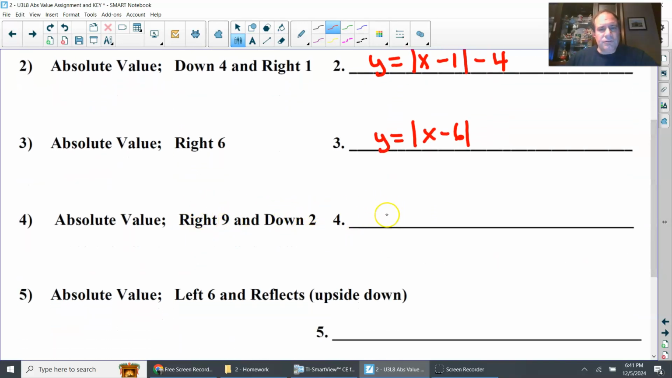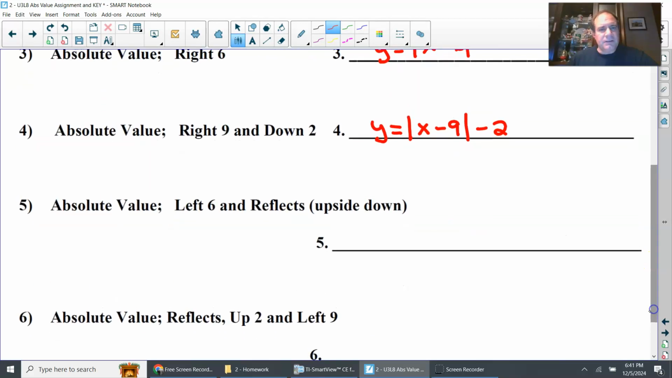Right 9 and 2 down. So we have y equals right 9. We're going to talk about what it is to go right, it is minus 9. And then down 2, minus 2. Number 5, we're going to have the left 6 and reflects upside down. So reflects upside down is a negative on the outside. So the absolute value bars, to go left 6, that's x plus 6. And the negative makes it upside down.